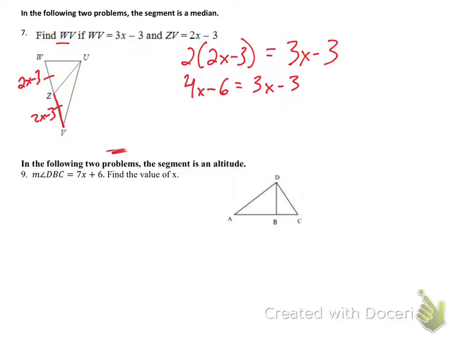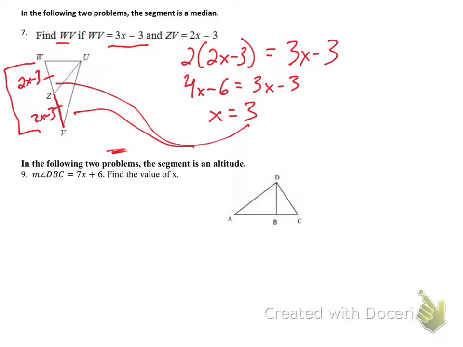And then I would just do the math. So I'm going to bring the 3x over. So I'd have x is equal to, and then a positive 6 over would be x is equal to 3. Now it says find WV. So all I'd have to do is put x is equal to 3 and plug it into this, plug it into this, or I could just plug it into what we found out to be the whole thing, which is 3x minus 3. So that'd be 3 times 3 minus 3. So it'd be 9 minus 3, 6. So WV is going to be equal to 6.